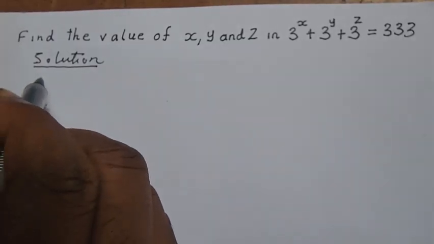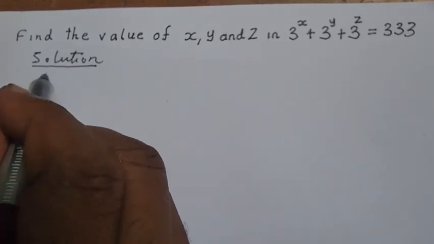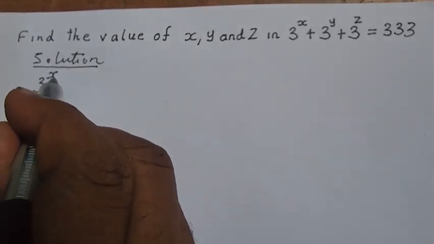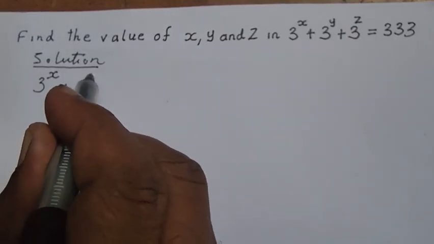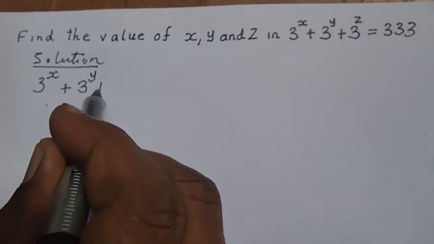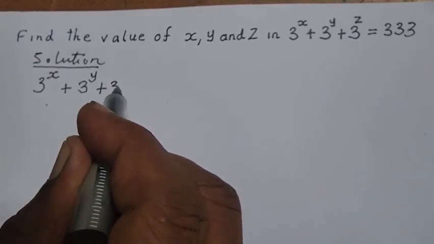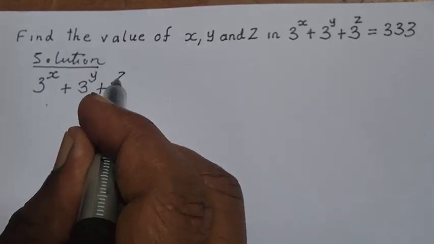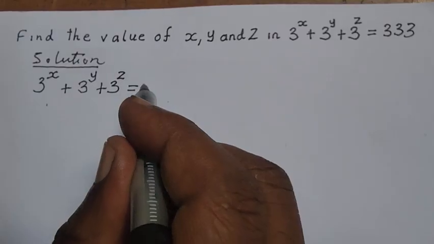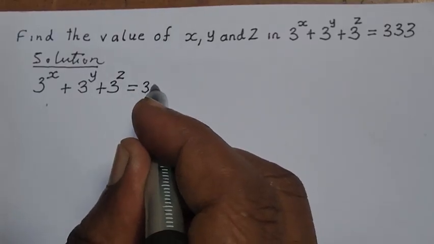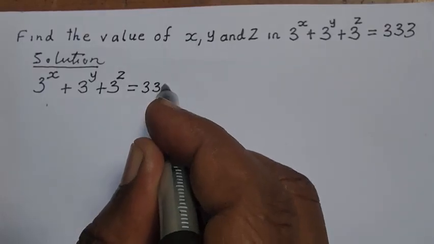We have 3 power x plus 3 power y plus 3 power z equals to 333.